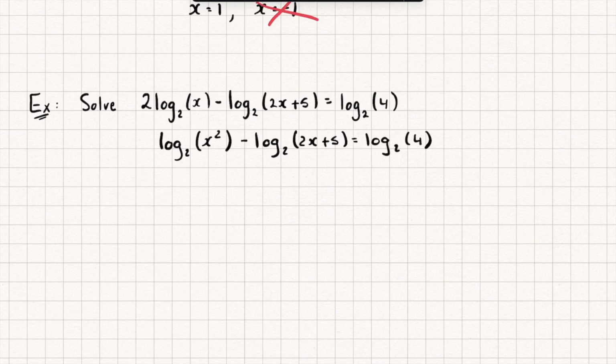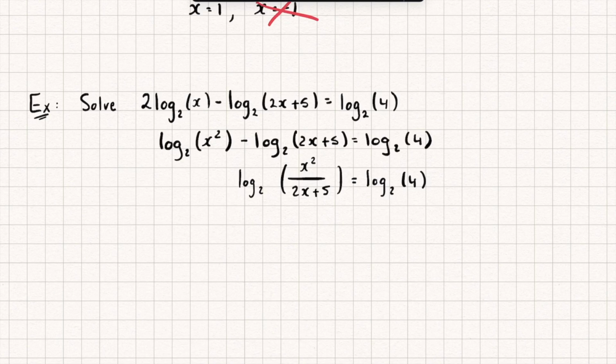From here, I'm going to apply the quotient rule because I've got two logarithms with the same base and I'm subtracting them, which means I just divide their arguments and combine them into one logarithm, which is kind of what I wanted to do at the start. So now I've got log base 2 of x squared over 2x plus 5, and that's going to equal log base 2 of 4. Now, from here, there's quite a few different ways you could go about solving this equation.